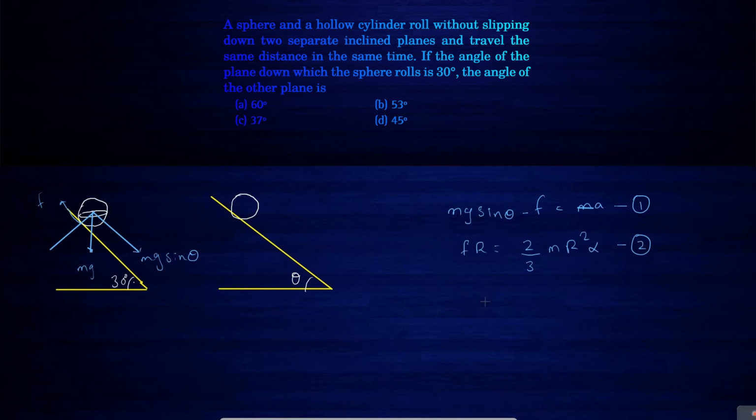So F equals 2 by 3 times ma. mg sin theta equals, and this will be 2 by 3 plus 1, 5 by 3 times ma. a equals 3g by 5 times 1 by 2, which is 3g by 10.